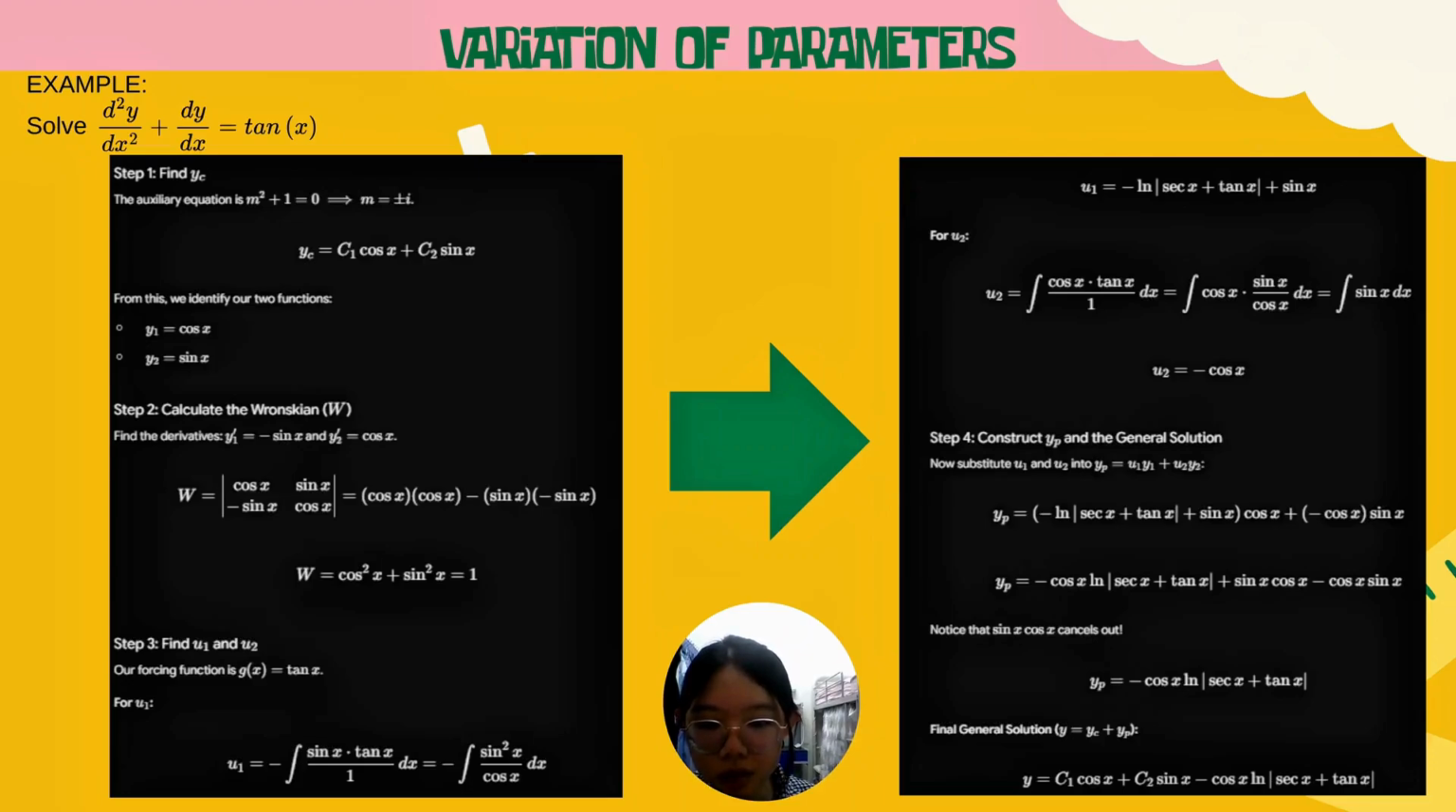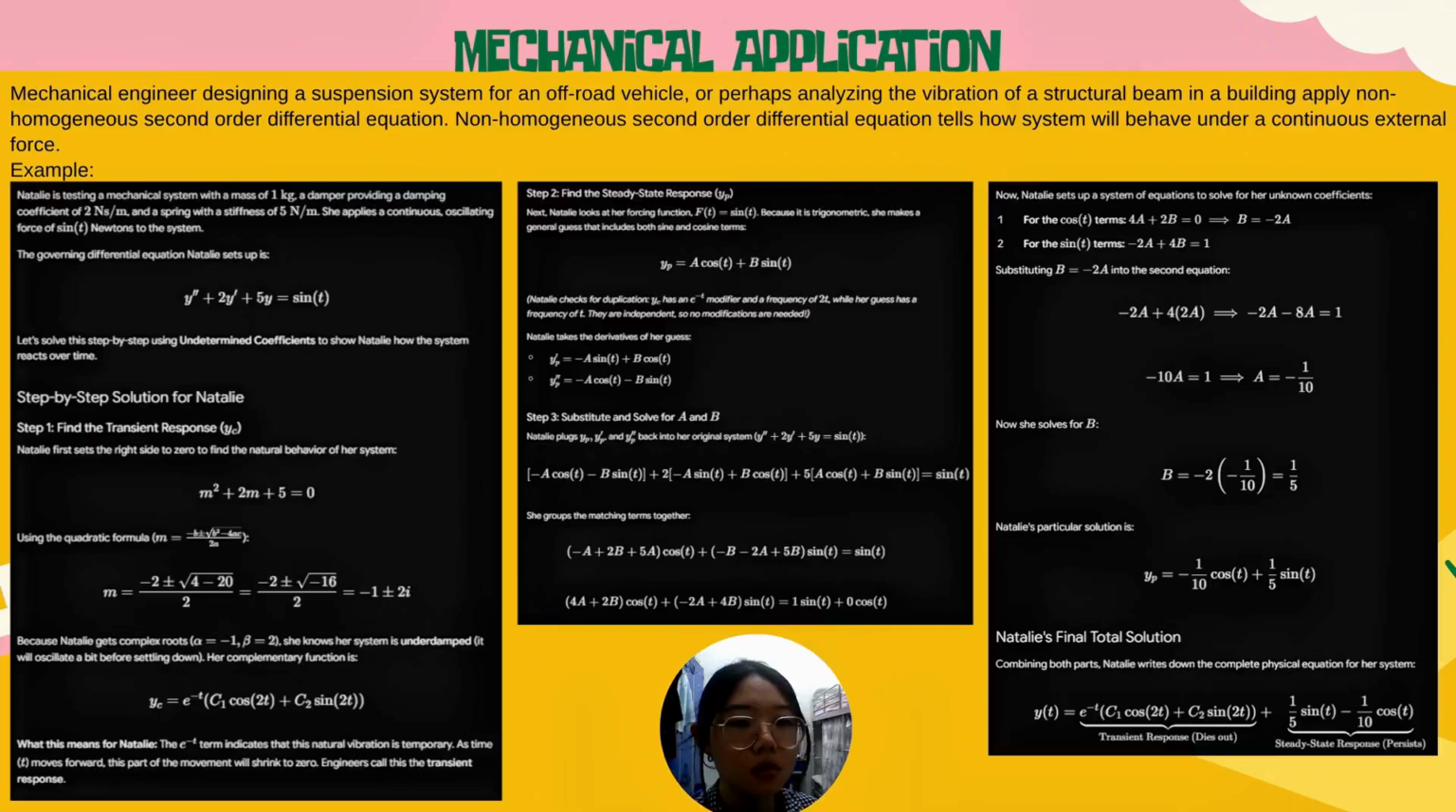Then we notice that sin x, cos x cancel out, and the final general solution, which is y equals complementary function plus particular integral. We get y equals c1 cos x plus c2 sin x minus cos x ln secant x plus tangent x. This is the final answer.